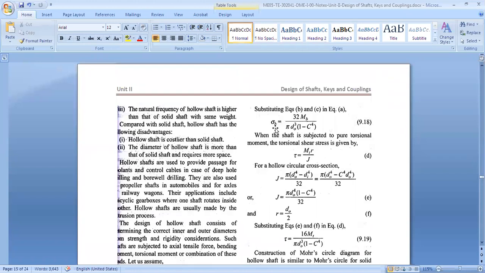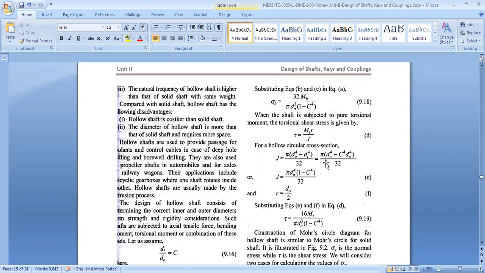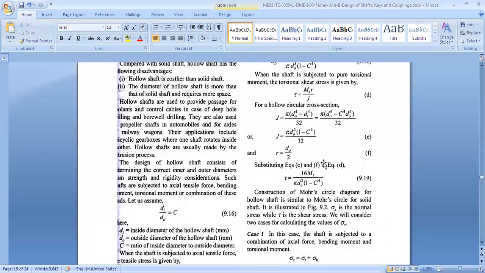What was the previous equation? Sigma b is equal to 32 Mb upon pi d cube, right? Here we'll get sigma b is equal to 32 Mb upon pi do cube into 1 minus c raised to 4, right? So this we got the bending moment. Let's find out the twisting moment.